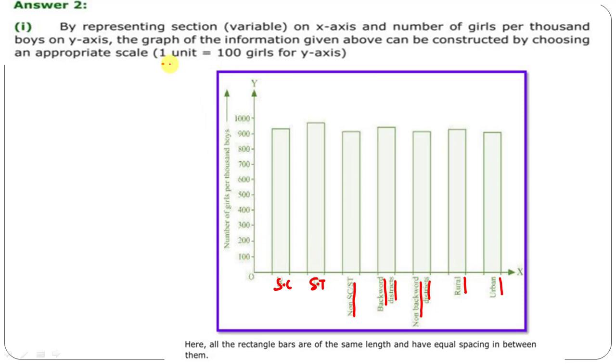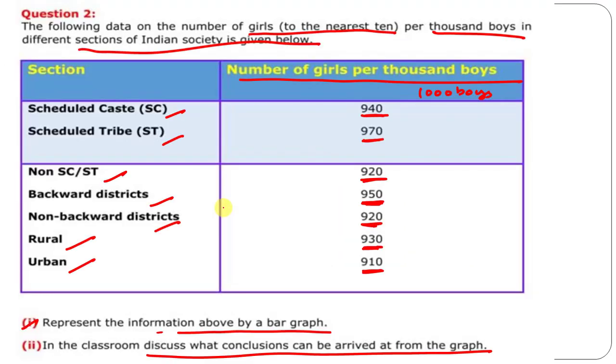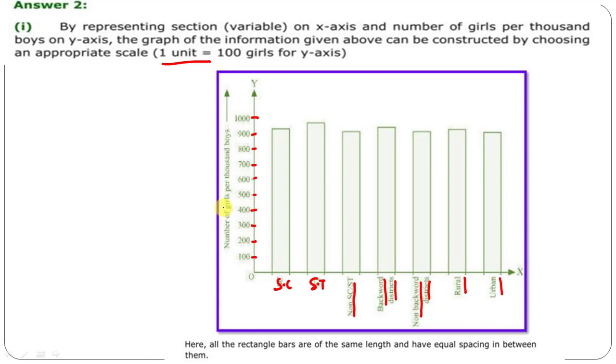1 unit is equal to 100 girls. So 0 to 100, 200, 300, 400, 500, 600, 700, 800, 900 and 1000. So this is the number of girls per 1000 boys. First, in SC it is 940. So this is your 940.